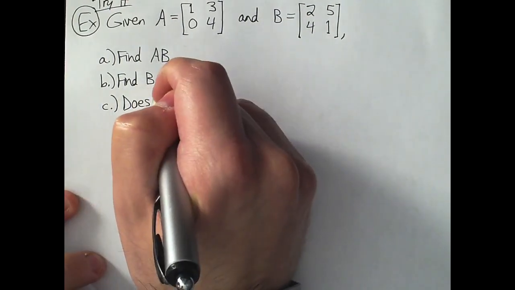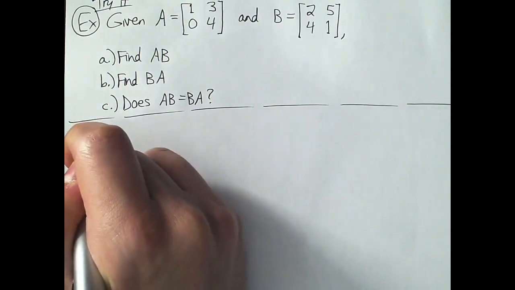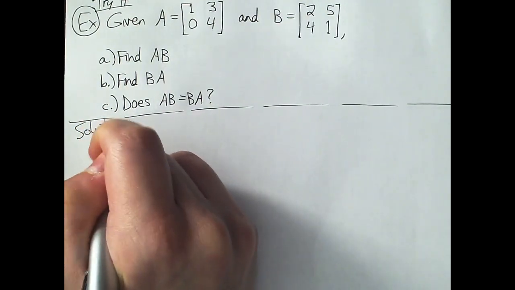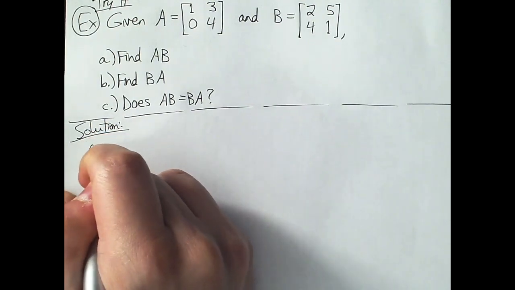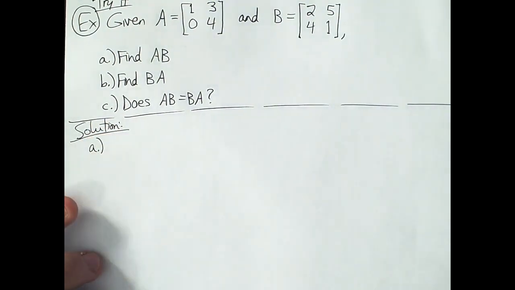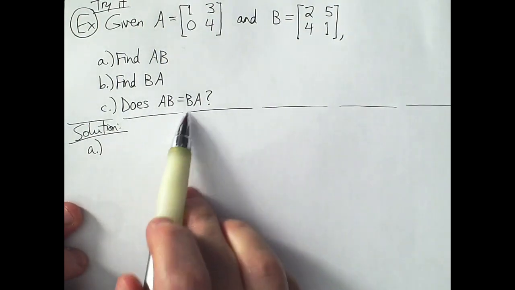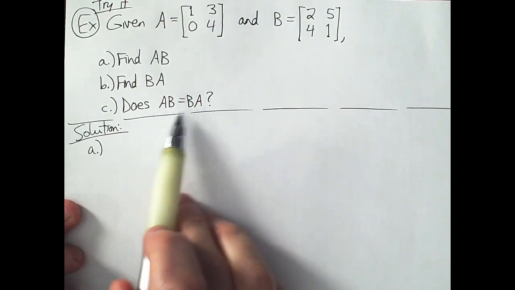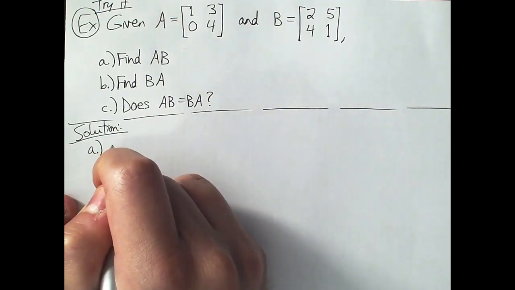Okay, so let's answer this. It's kind of interesting that this is even asking us, does AB equal BA? If you've never seen matrix multiplication before, then that might seem like a surprising question. Like, why wouldn't they be equal? Well, we're going to find out. We're going to do it and find out if they're equal.